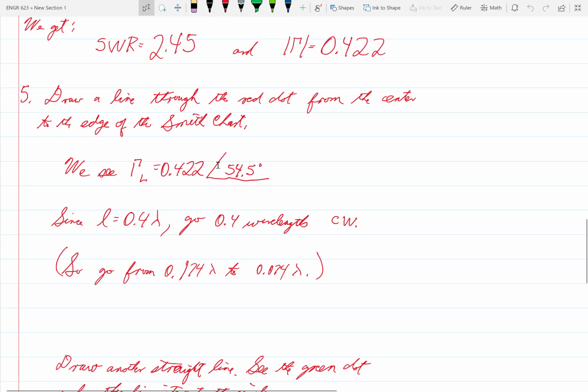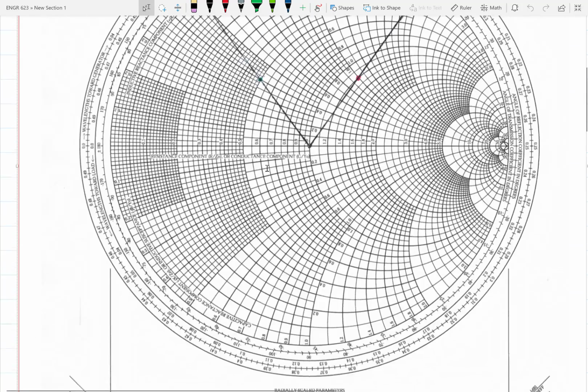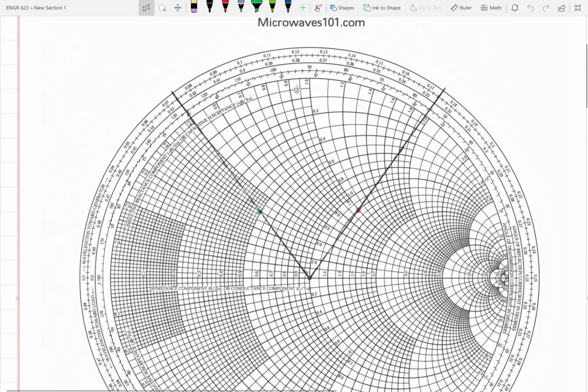And we see that now, remember, we've already determined that the magnitude of gamma is 0.422, but now we can get the phase of gamma as 54.5 degrees. And the way that we do that is we look here at this scale for the angle of the reflection coefficient. And I've estimated that to be 54.5 degrees here.